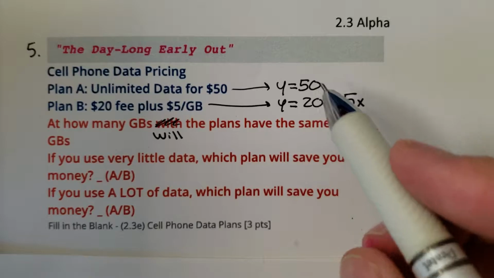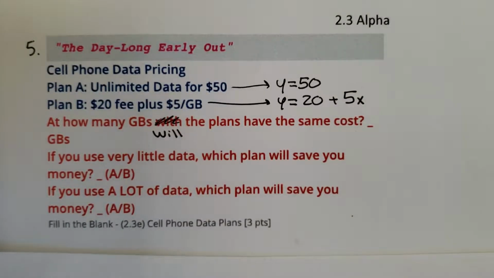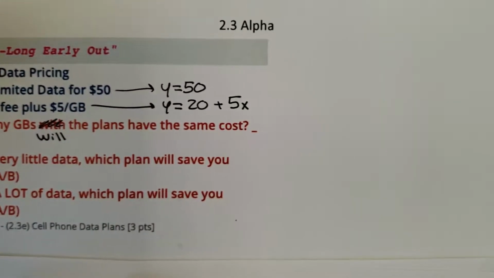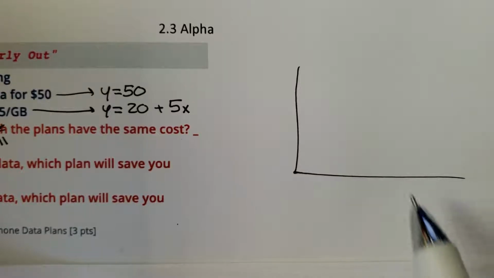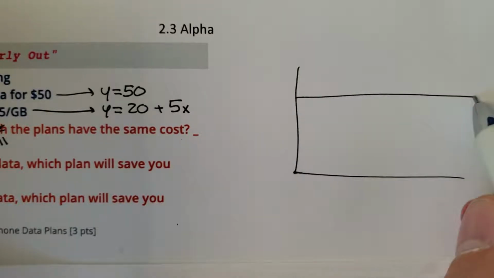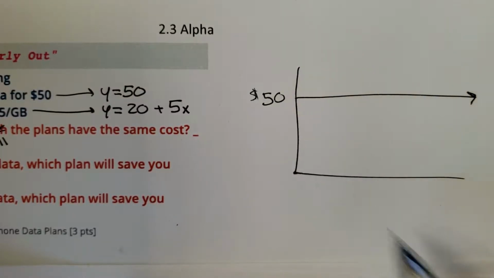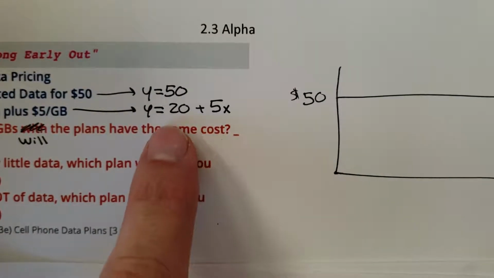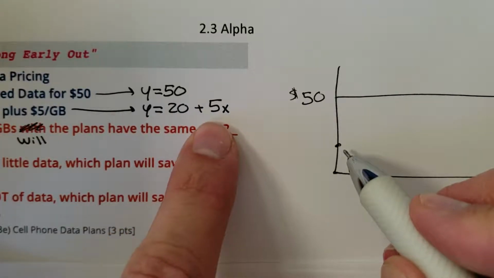I'm going to make a little equation for you. That's just 50. This is one of those scenarios I think I'll probably sketch in class, but I'm pretty sure I cover stuff like this in the notes, where we have a flat fee. So there's your $50 no matter how much money you spend. And then we have a $20 fee, but you're spending $5 per gigabyte.